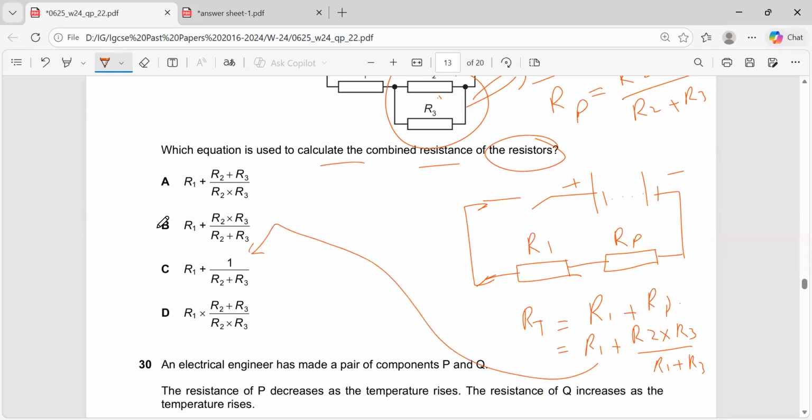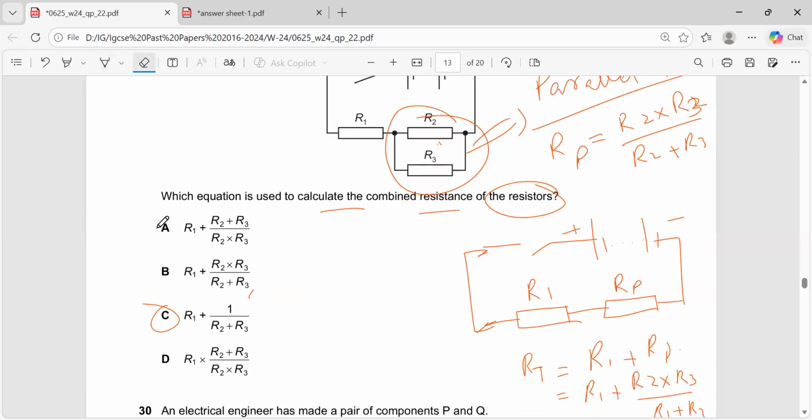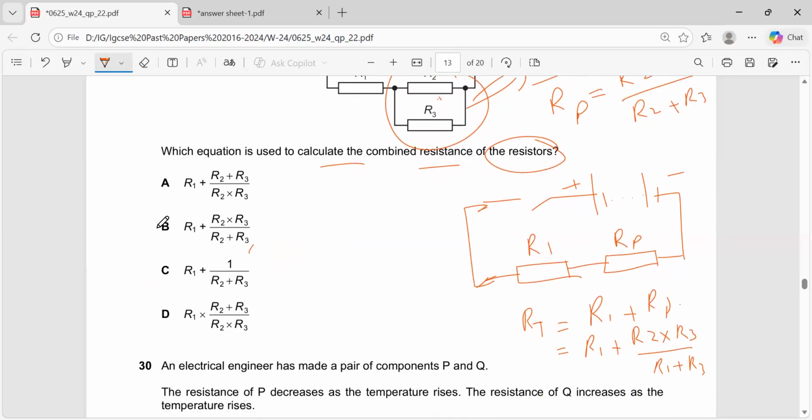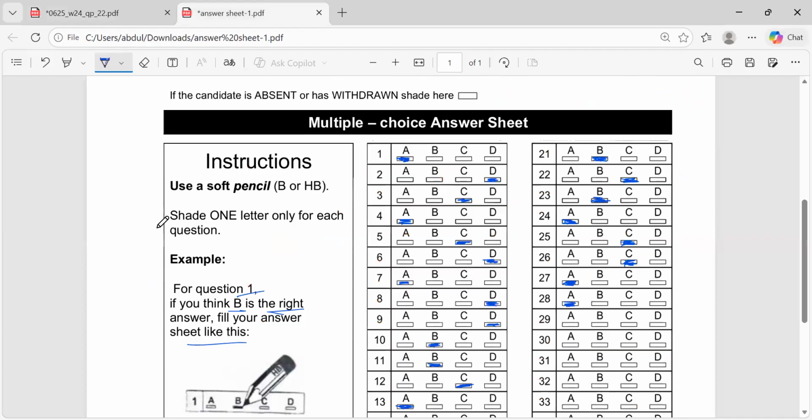This is option C. Oh, no, sorry. This one is R1 plus, yes, option B, not R3. So answer is B, and it is crystal clear. I have explained you already. If still anybody is feeling a difficulty, feel free, you can ask me. 29 is B. 30.